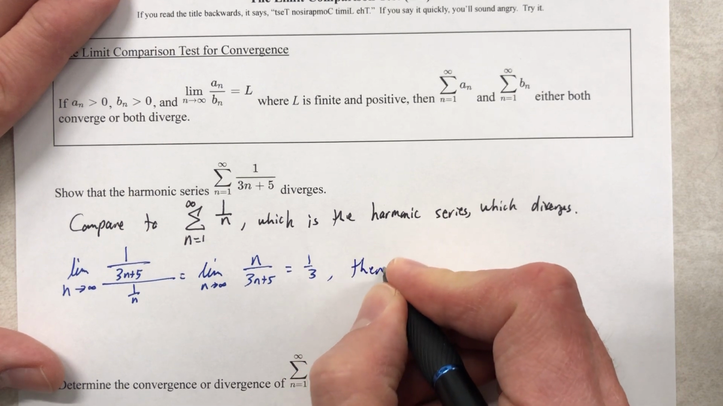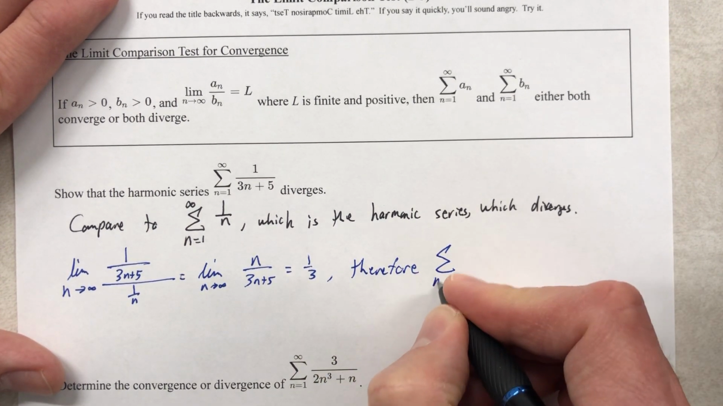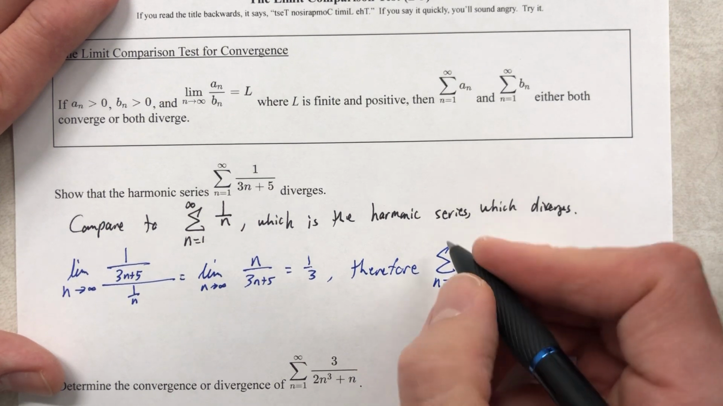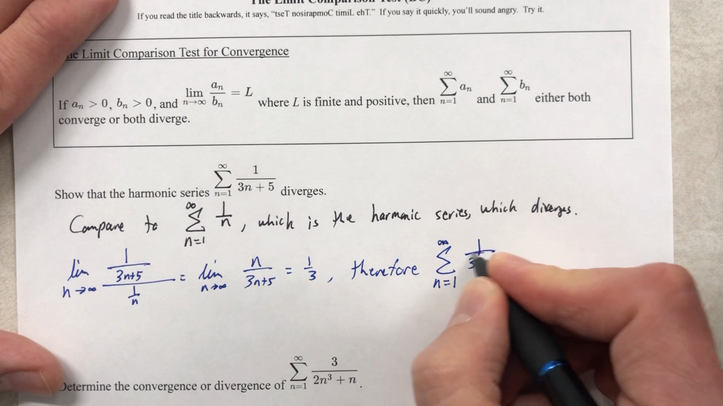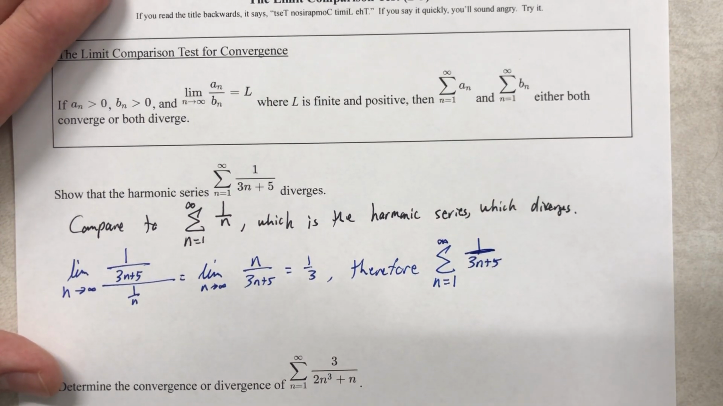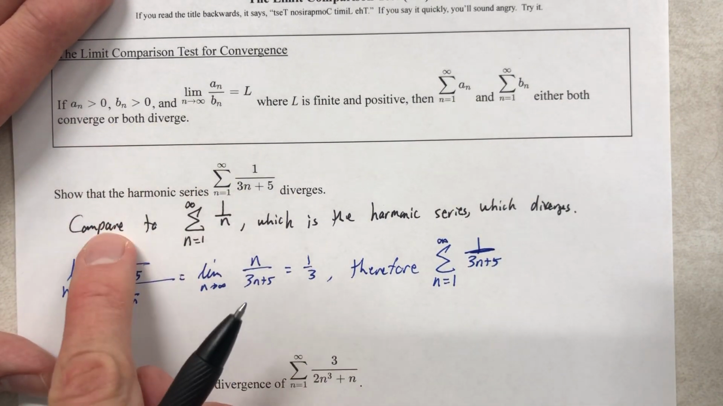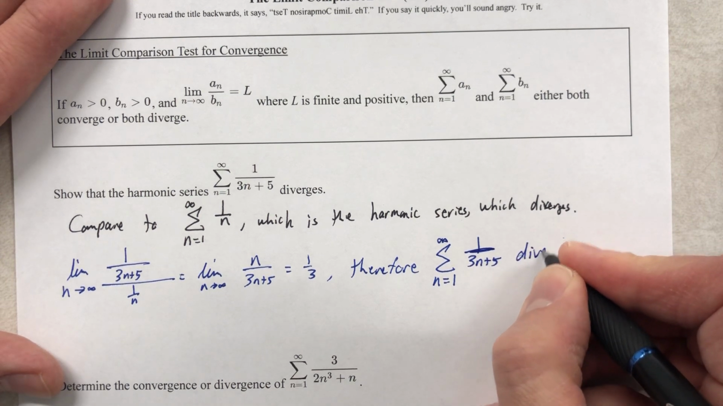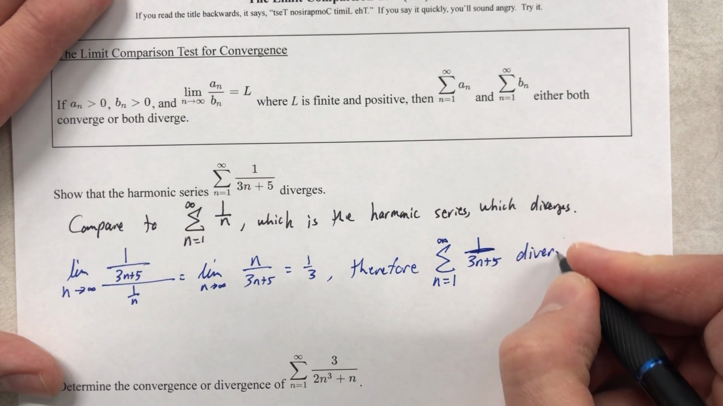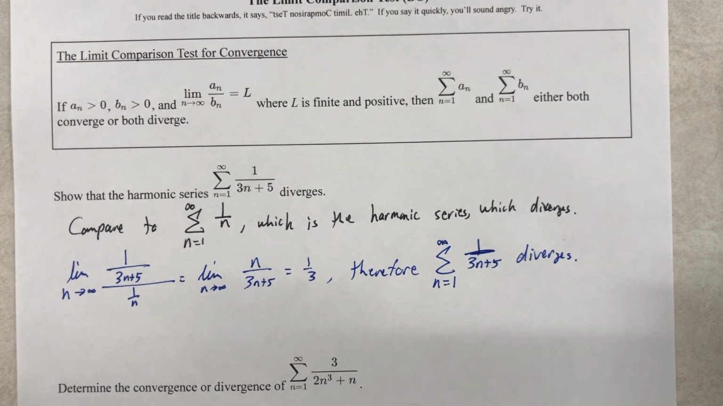Therefore, the series that they gave me, all right, we're about to write a word. Are we going to write converge or diverge? Well, they both converge or they both diverge, and I compared it to something that diverged, so this one is going to diverge. It diverges. Man, that's good to know. Let's do the next one.